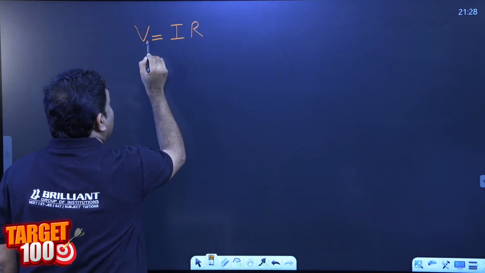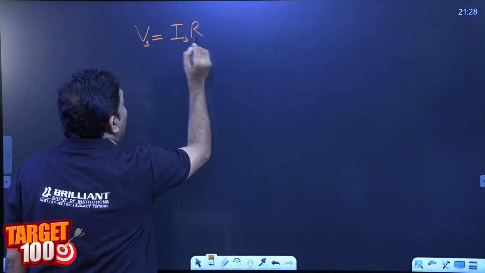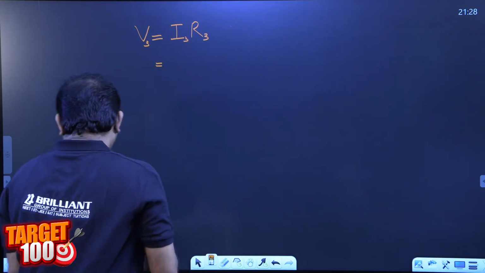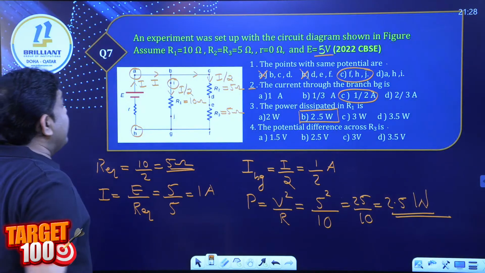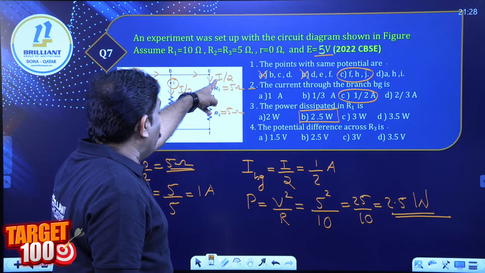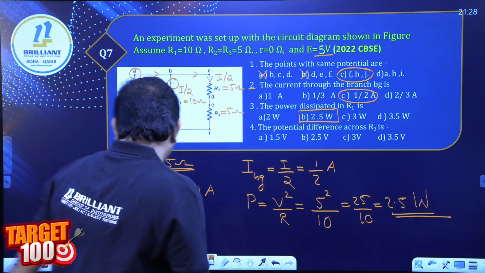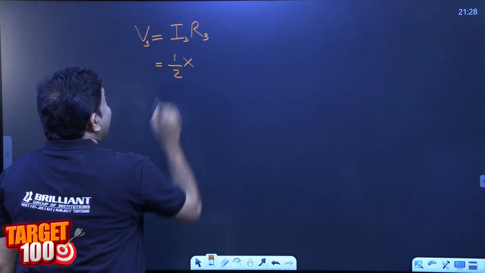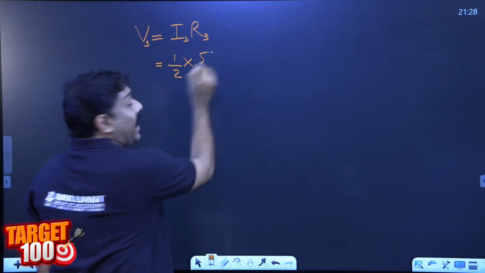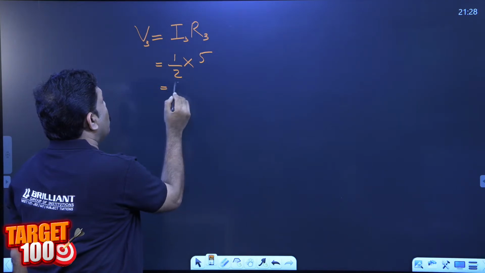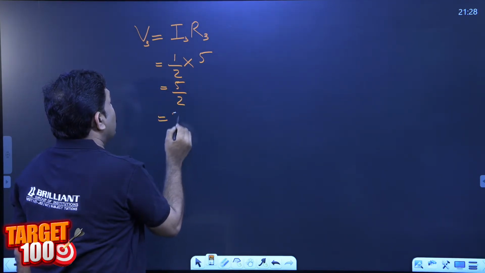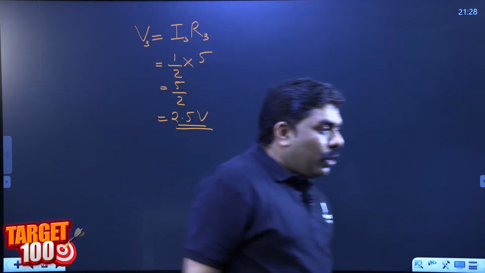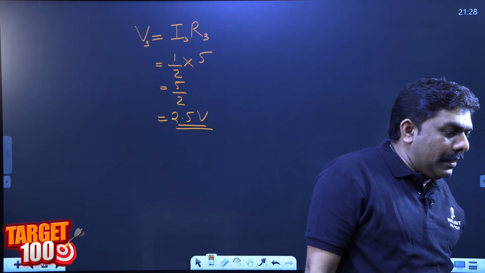So across R3, the current flowing through the resistance R3 will be there. What is the current flowing through R3 now? Currently it is I by 2, which is 1 by 2. So the current flowing is 1 by 2 and the R3 resistance is 5, given. So that is equal to 5 by 2, that is 2.5 volt. So we can say 2.5 volt correctly.